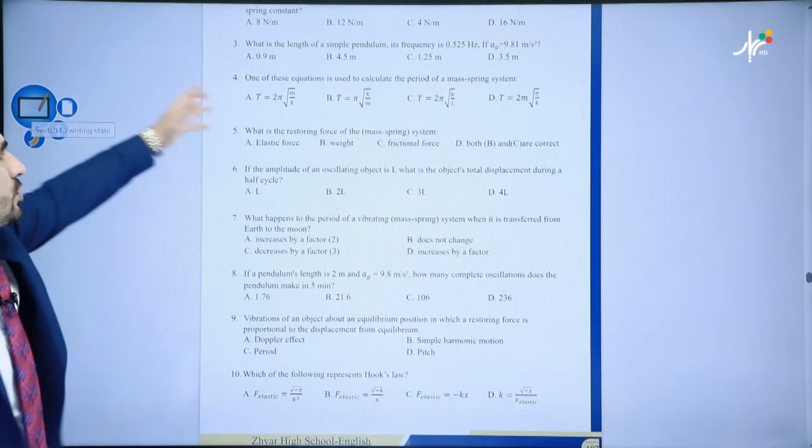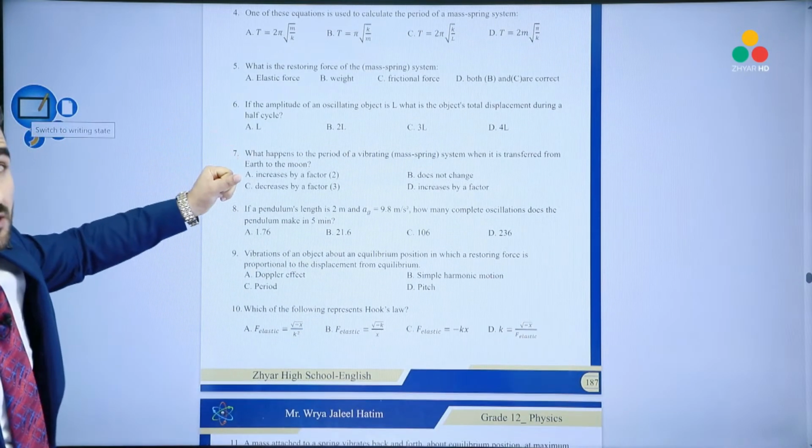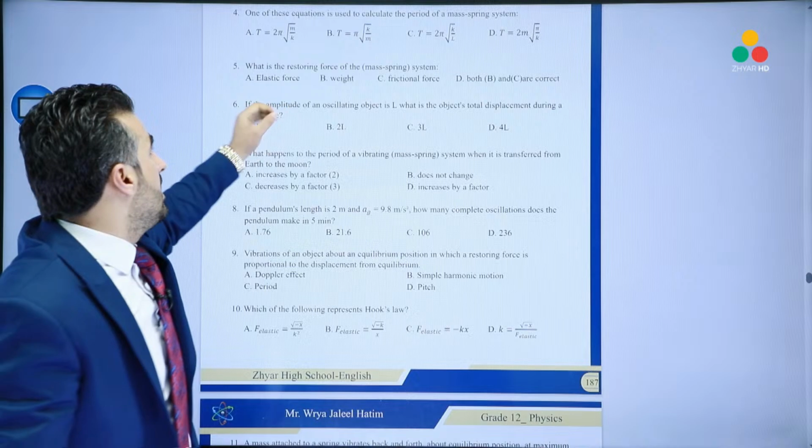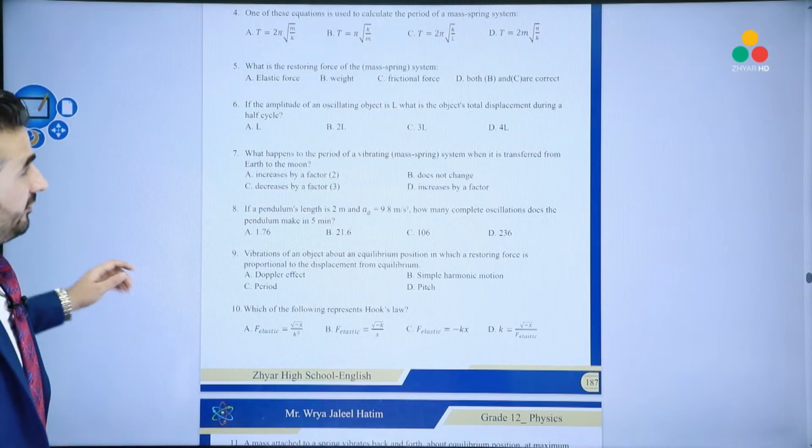Okay, now this one is easy enough. What is the restoring force in a mass spring system? Remember, we said it is elastic, weight, frictional, or both B and C? That is elastic force.